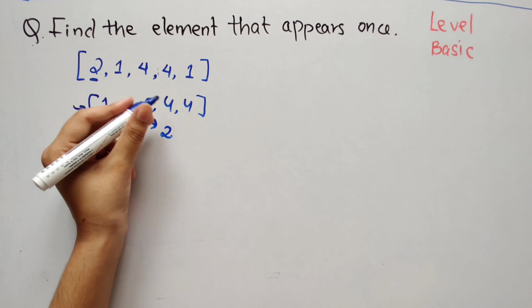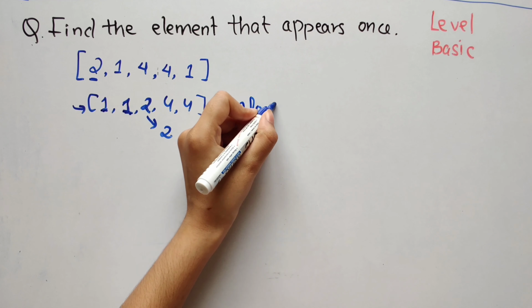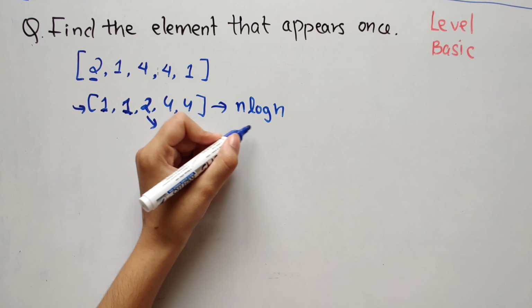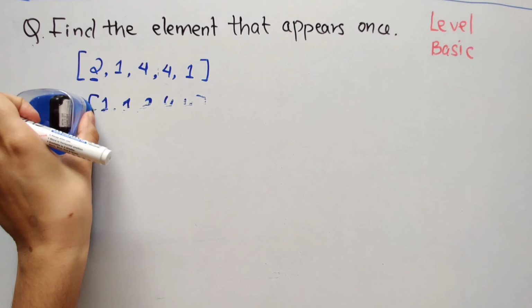But what is the time complexity for this? It's n log n, right? Because we have to sort it first, and the best you can get with sorting is n log n. So let's move to a solution with a better time complexity.